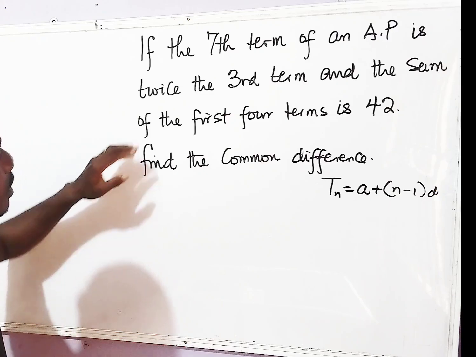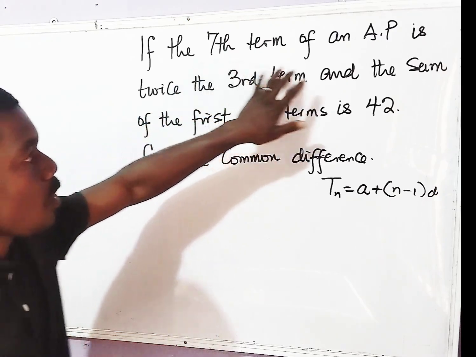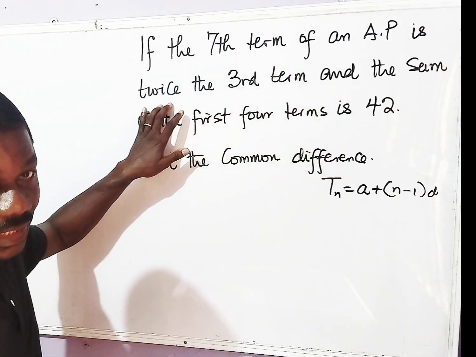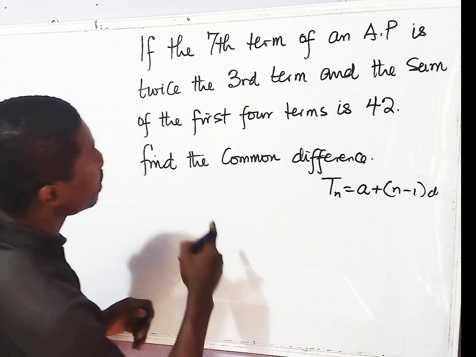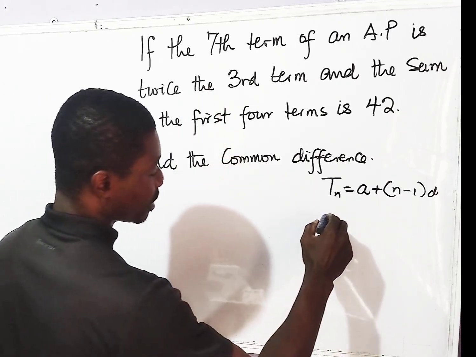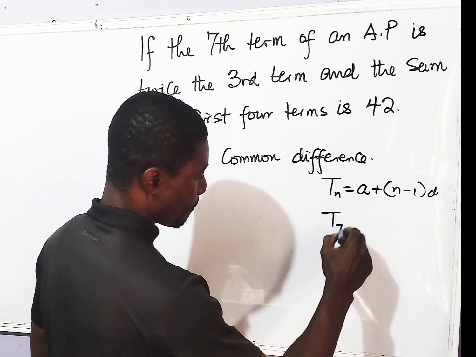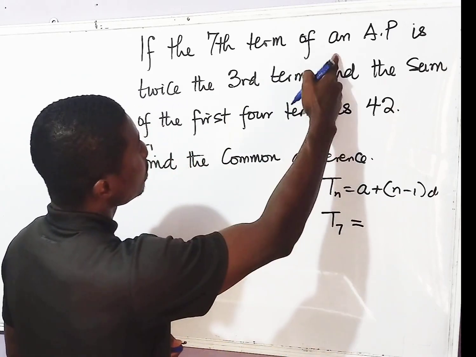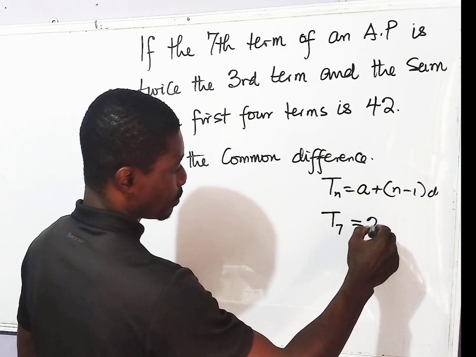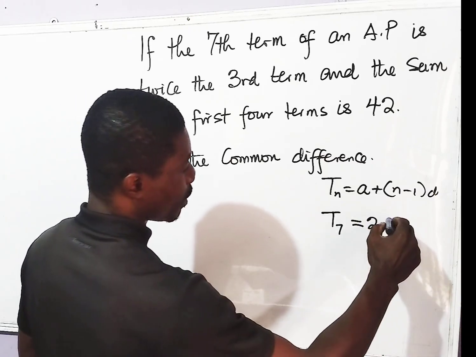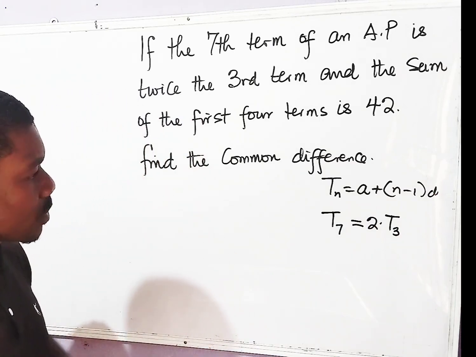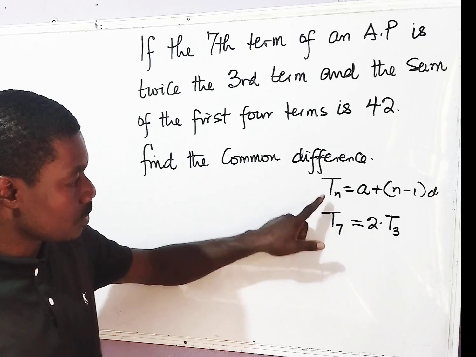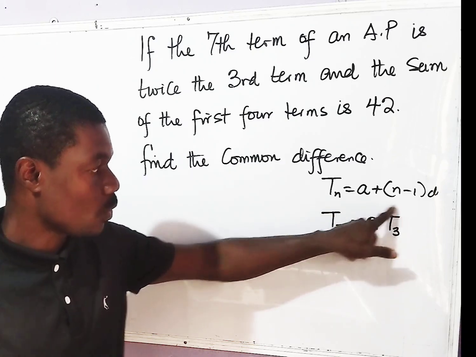Okay, so now we're told that the seventh term of an AP is twice the third term. So let us bring that out. So the seventh term is twice the third term. Let us just bring it out and take note of the formula we are given.